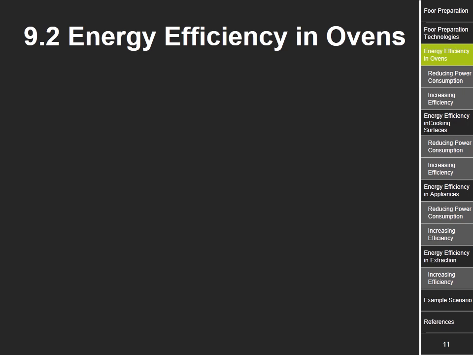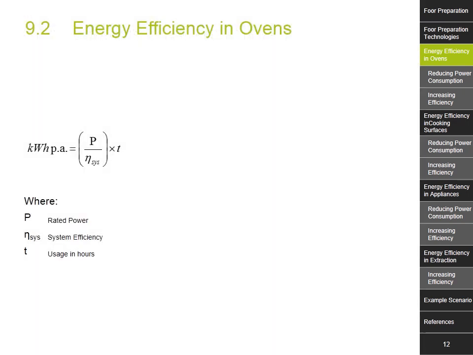Achieving energy efficiency in ovens. When faced with an oven in an audit situation, it is important to understand how to calculate the energy use represented by the system. Here we start again with the base calculation. Annual kilowatt hours is equal to the calculated power divided by the efficiency of the system multiplied by the time for which the system is run per annum.